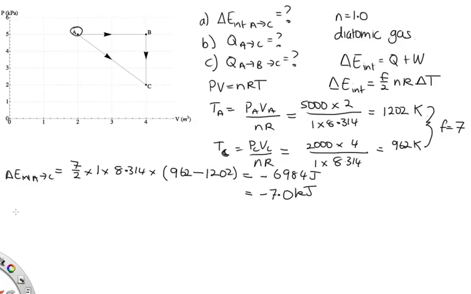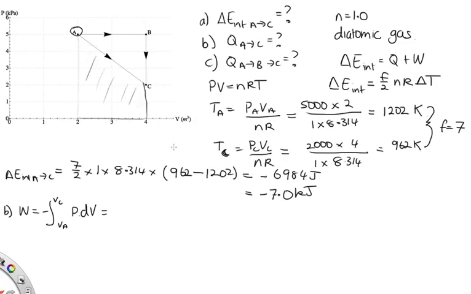Okay, so that's part A. Now part B said how much heat is added going from A to C. We can't use the constant pressure or constant volume formulas to find the heat because pressure and volume are not constant. So what we'll need to do is use this first law of thermodynamics. We now have the change in internal energy, so if we work out the work, then we can work out the heat. So the work done is equal to negative the integral from VA to VC of P dV, which is just the area under this graph here.